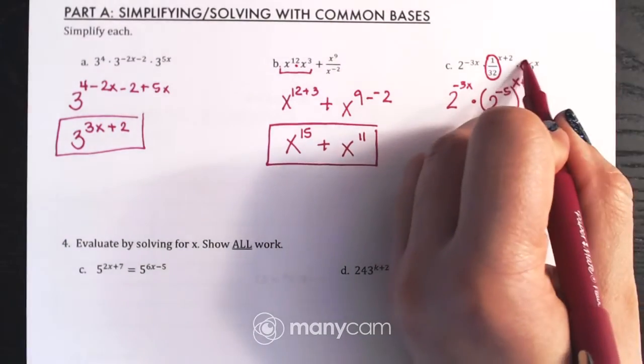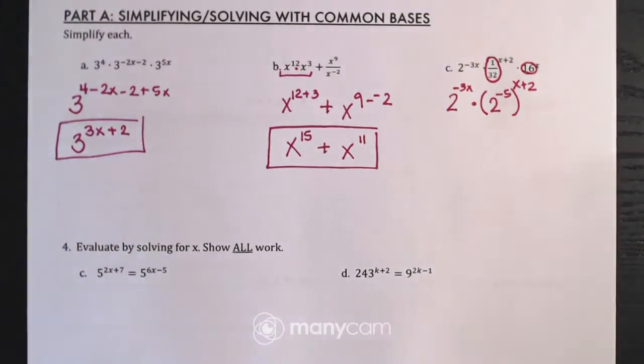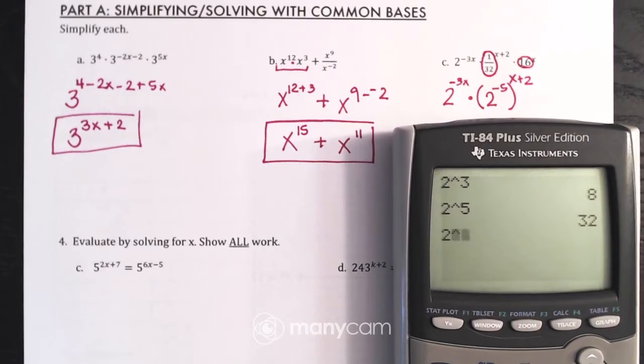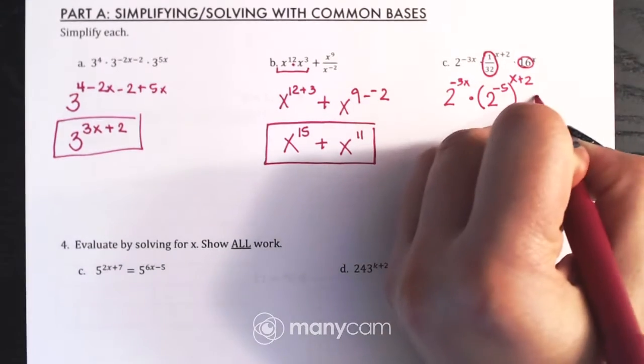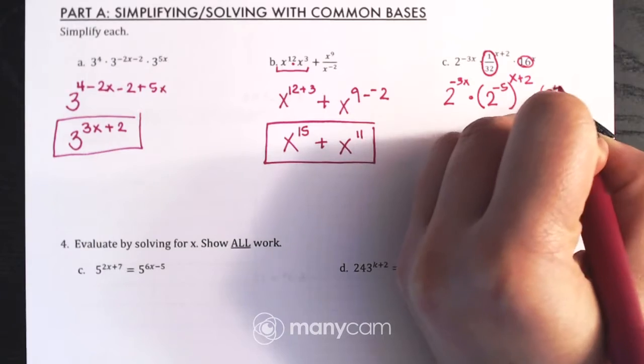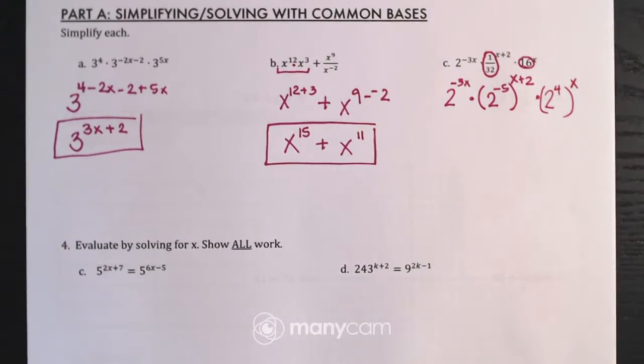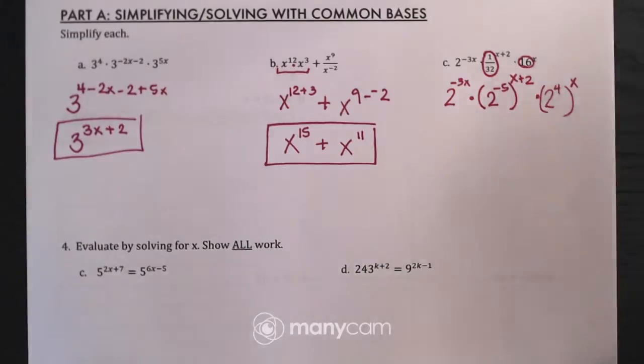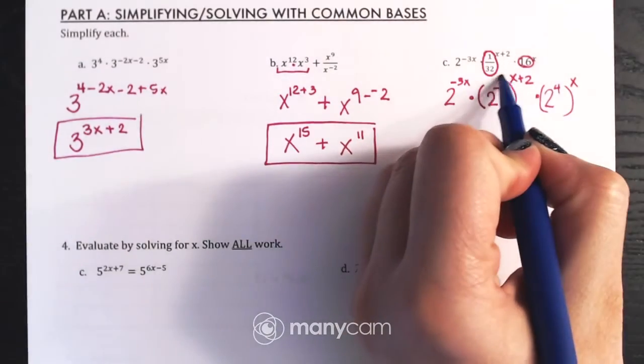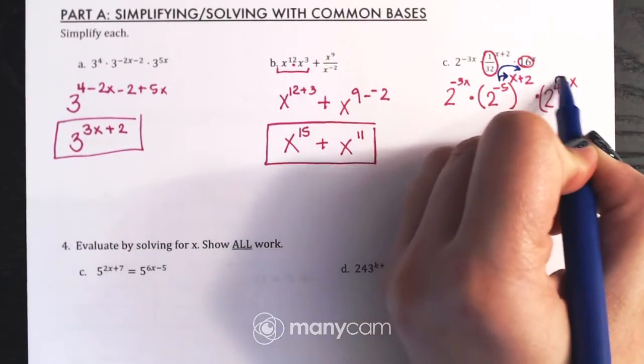And then 16 I want to rewrite with a base of 2 as well. Let's see, 2 to the 4th, that works. So I'll do 2 to the 4th power in parentheses. And then bring your exponent of x with as well. Now to keep going here, I need to get rid of the parentheses, so I will distribute the exponents.